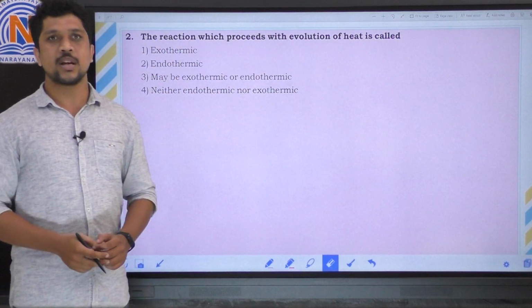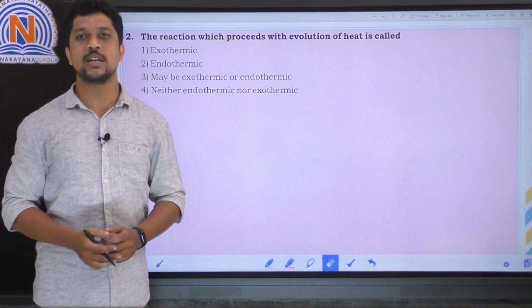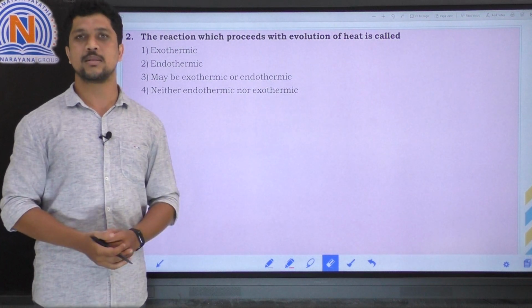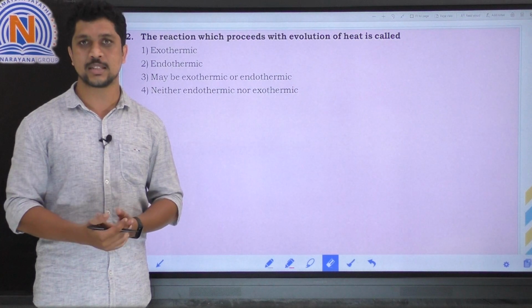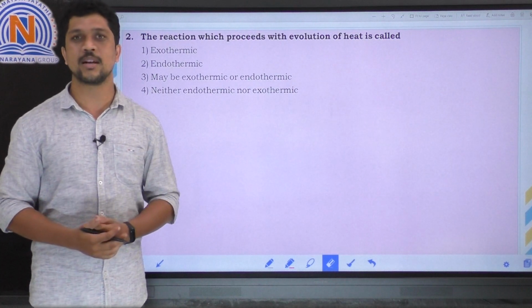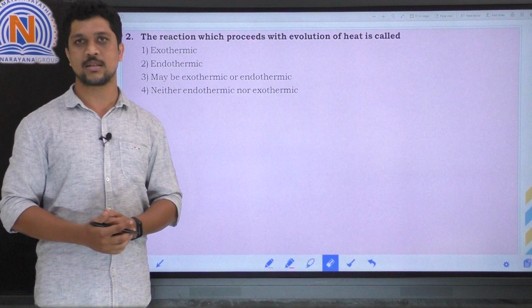So the question: the reaction which proceeds with evolution of heat is called? Just now we have discussed that in a chemical reaction, if you observe evolution of heat, that kind of reaction is generally called an exothermic reaction.